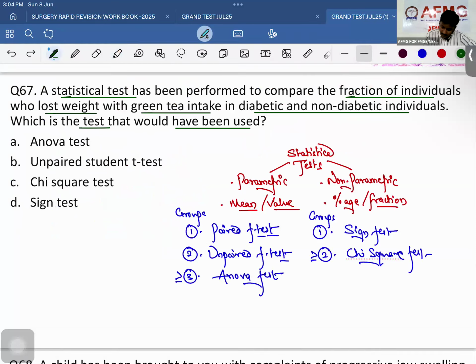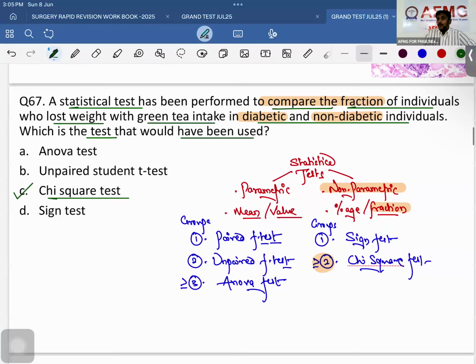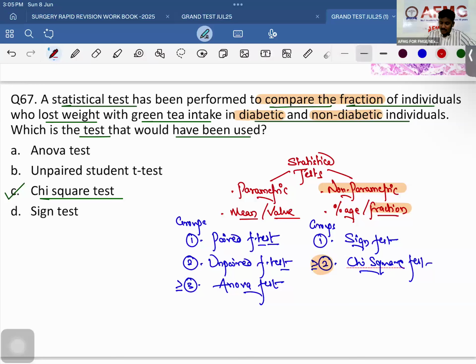We have to compare the fractions definitely. So comparison of fraction means non-parametric test. Now, in how many groups we have to do it? Two groups. One group is diabetic individuals, second group is non-diabetic individuals. So in two groups, whenever you compare fraction, it is a case of option C, that is chi-square test. If they remove fraction and ask you about the value, then definitely the answer will be an unpaired student t-test. Clear?